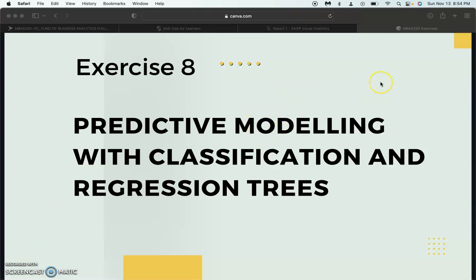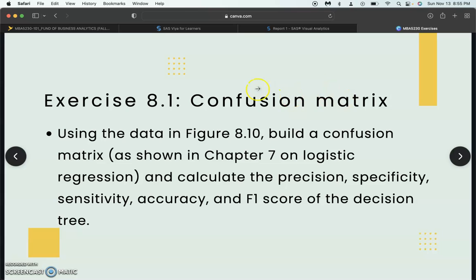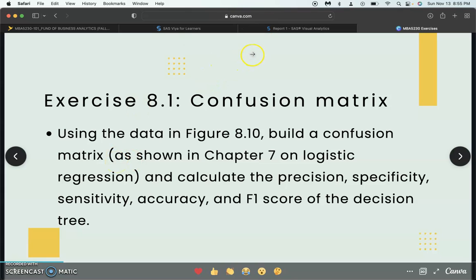My name is Marian Shoemaker, and this is exercise 8, and we are looking at predictive modeling with classification and regression trees within SAS Viya. So exercise 8.1 is talking about the confusion matrix. We're going to be using the data in figure 8.1 to build this matrix, which is the Titanic data.